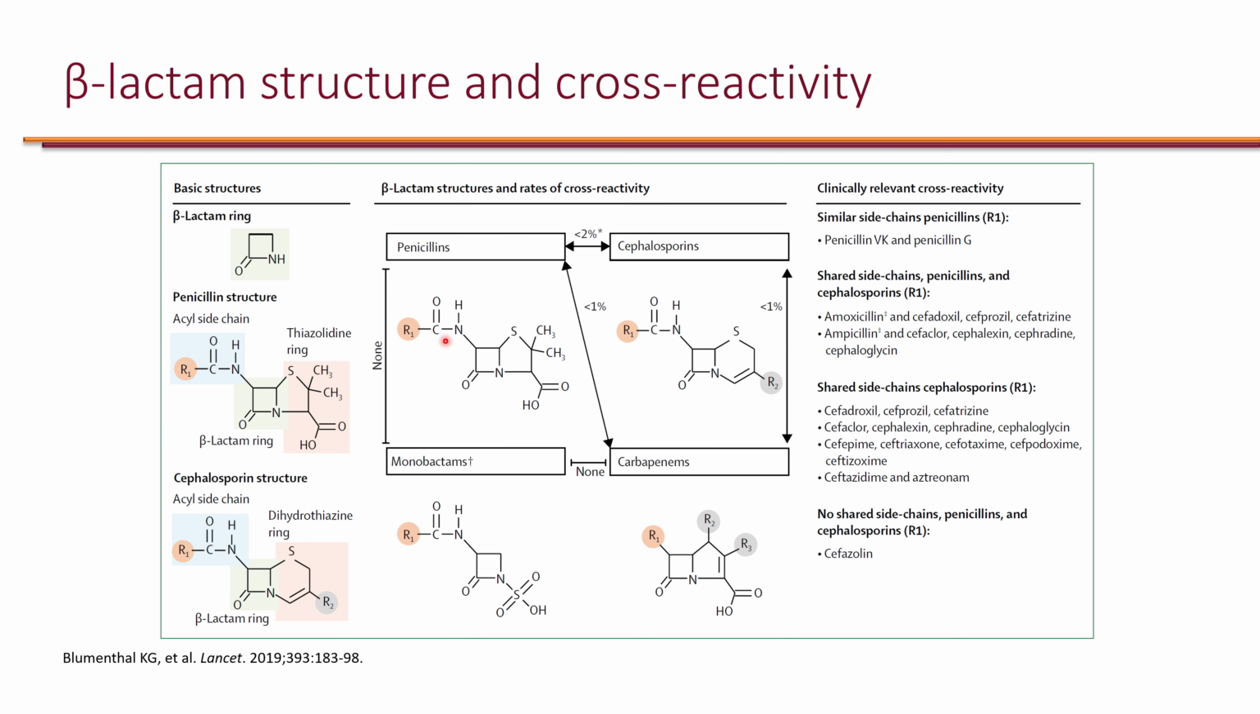Now, when we look at the big picture, if someone has a penicillin allergy, the cross-reactivity between penicillins and cephalosporins is actually less than 2%. Between penicillins and carbapenems, it is less than 1%. And to date, the rate of cross-reactivity between aztreonam and penicillins is essentially not reported. Now, if someone has a cephalosporin allergy, the cross-reactivity between cephalosporins and carbapenems is less than 1%.